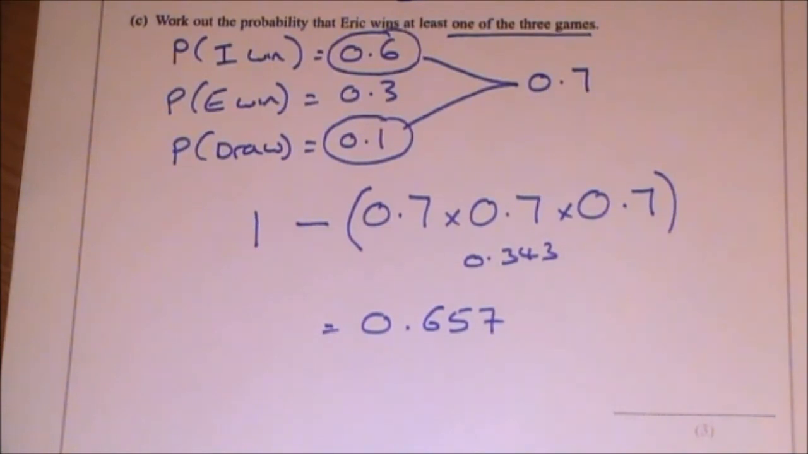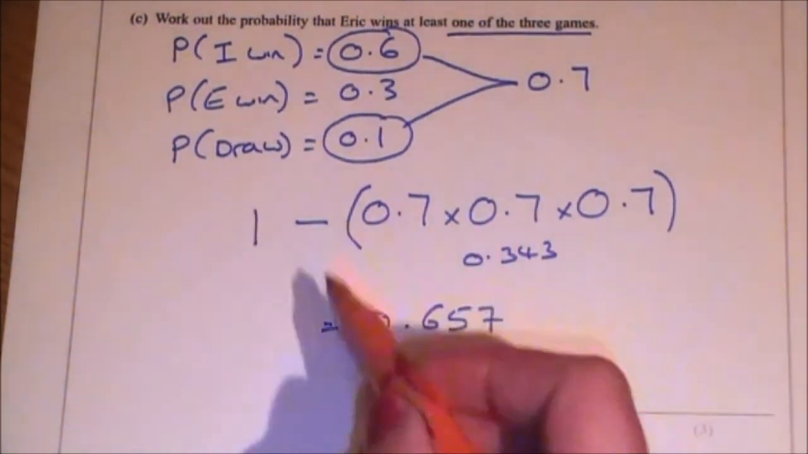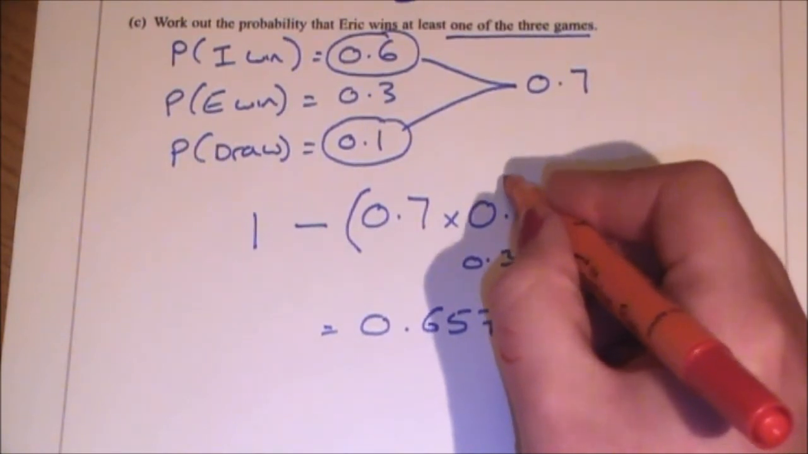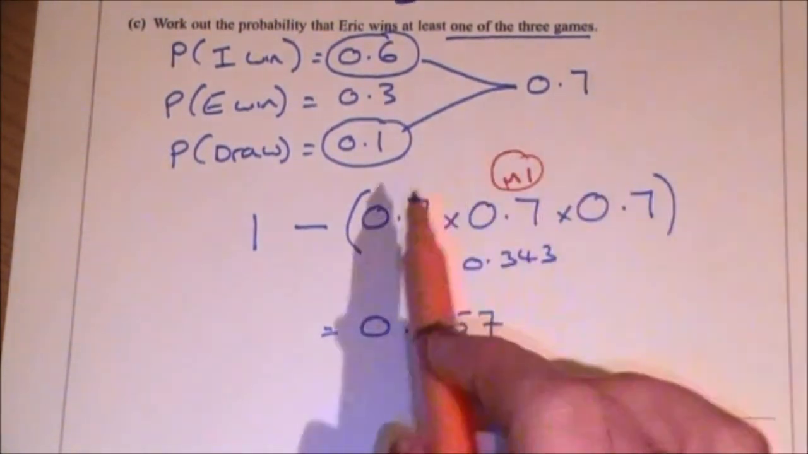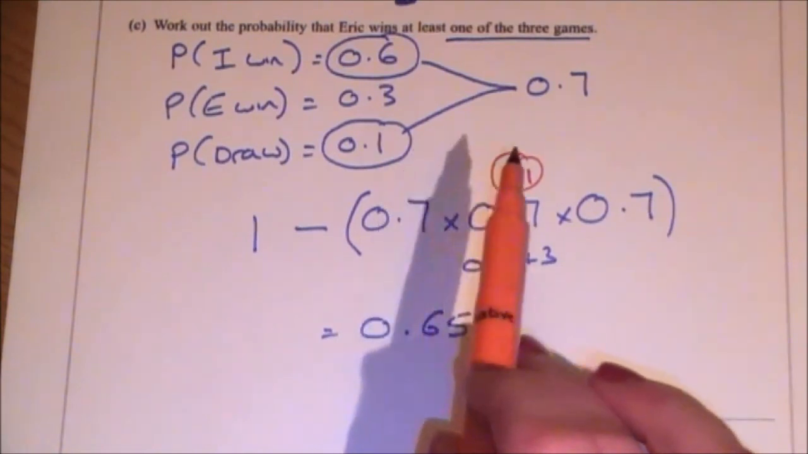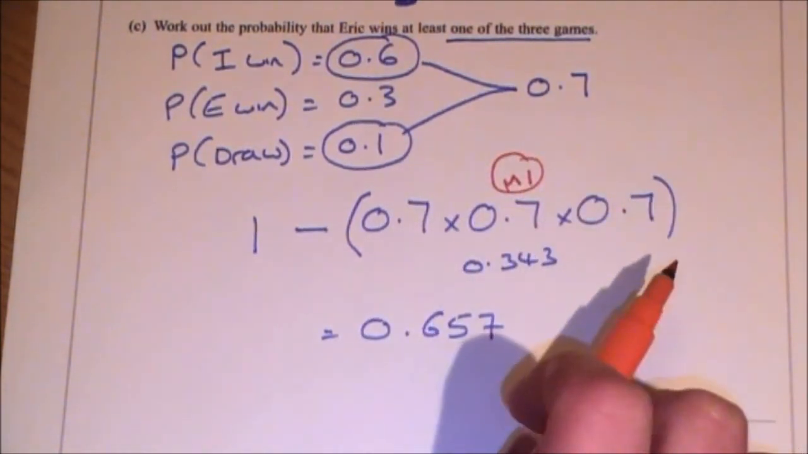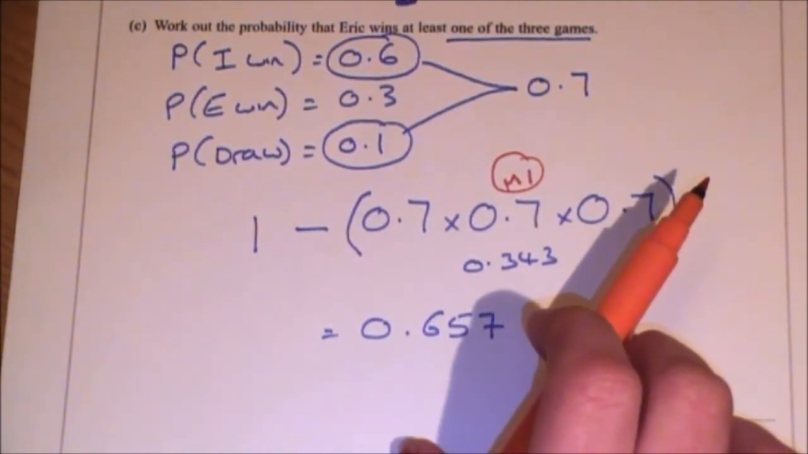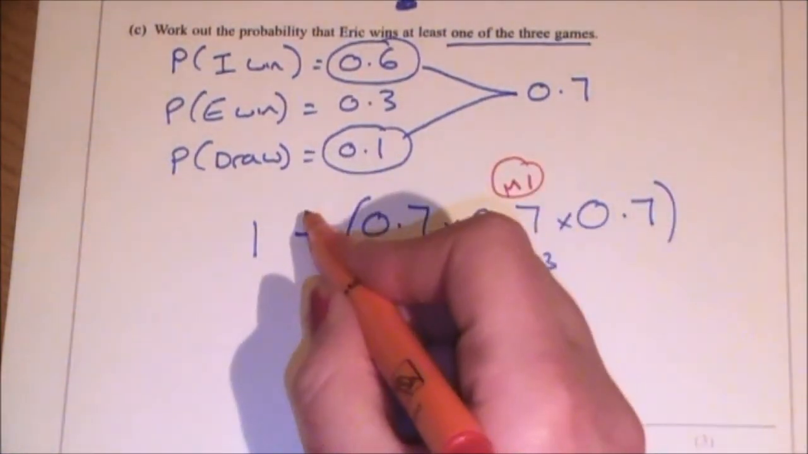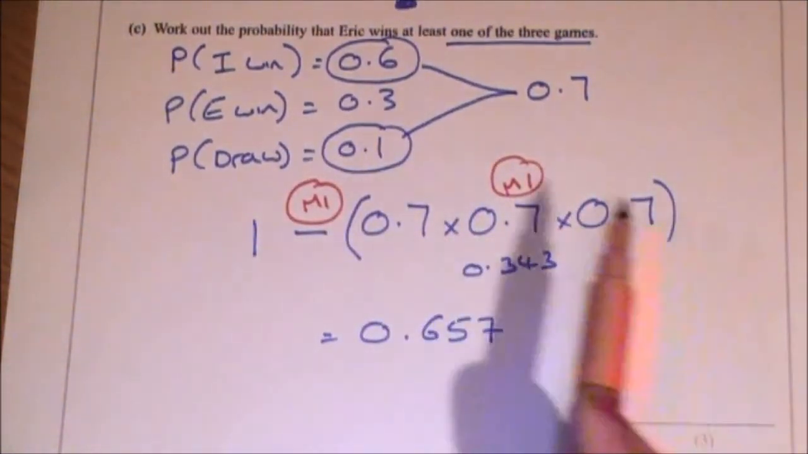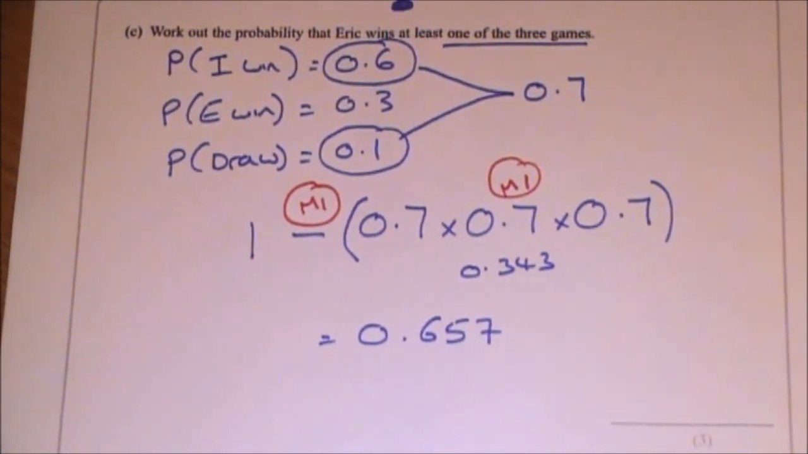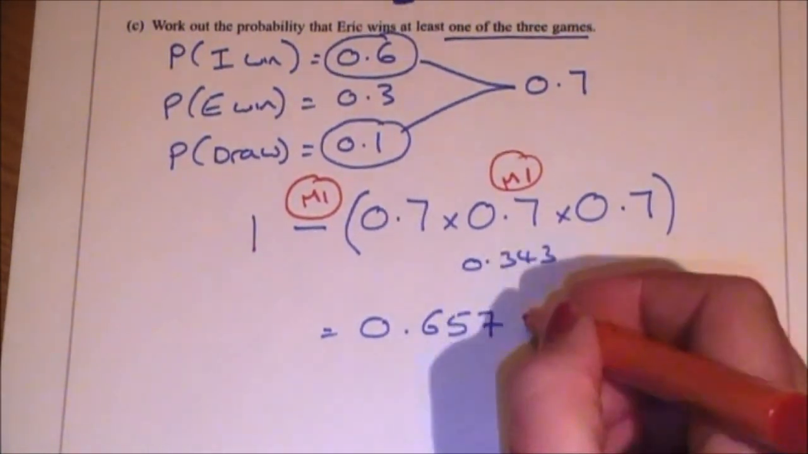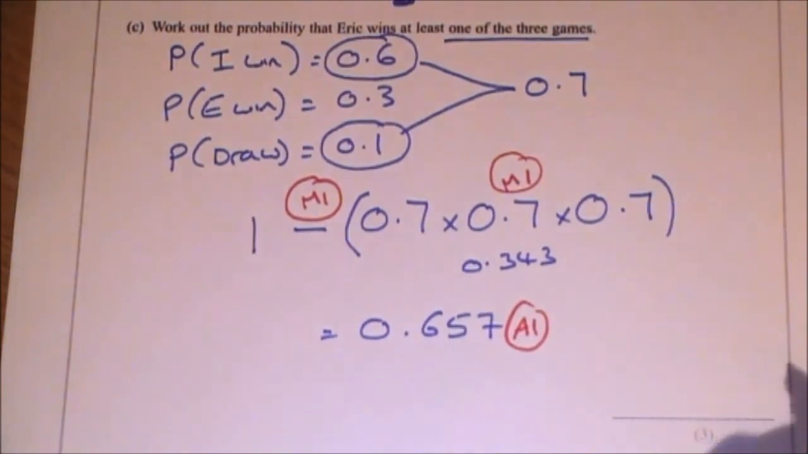With regards to how the marks are allocated, there's like 2 pages of mark scheme for this because there's so many different possibilities of answering it. But if you adopt this method, you get 1 mark for showing your understanding of the not winning and not winning and not winning. You get a mark for showing 1 takeaway, and then whatever you believe your probability to be, and then you get an answer mark for getting the final answer.